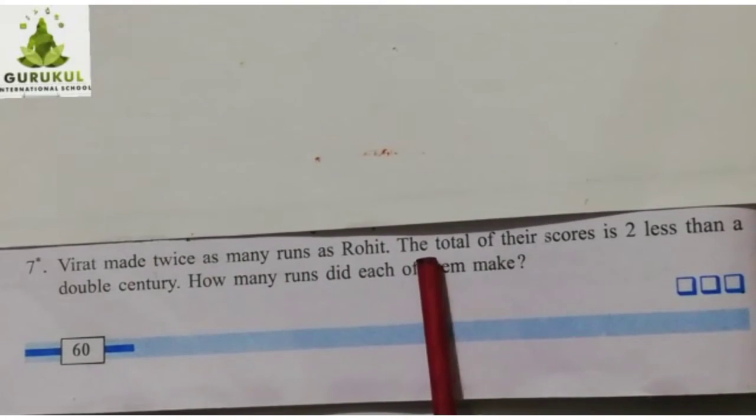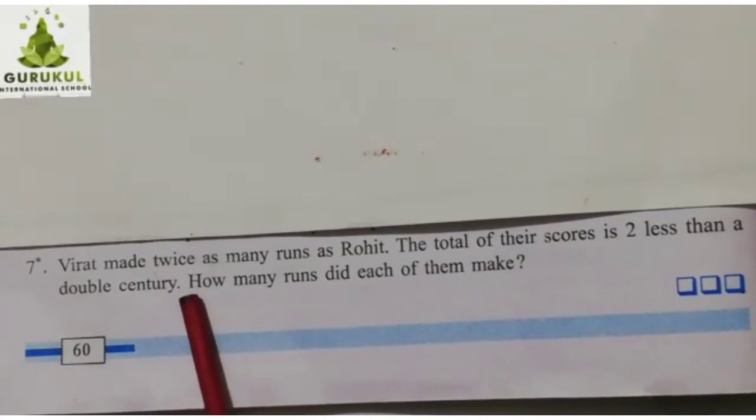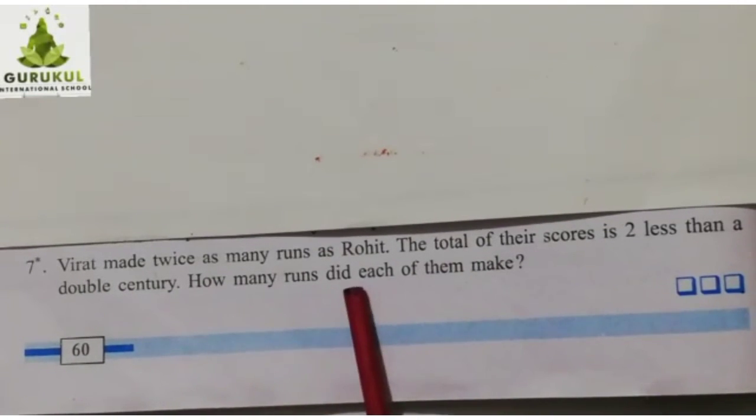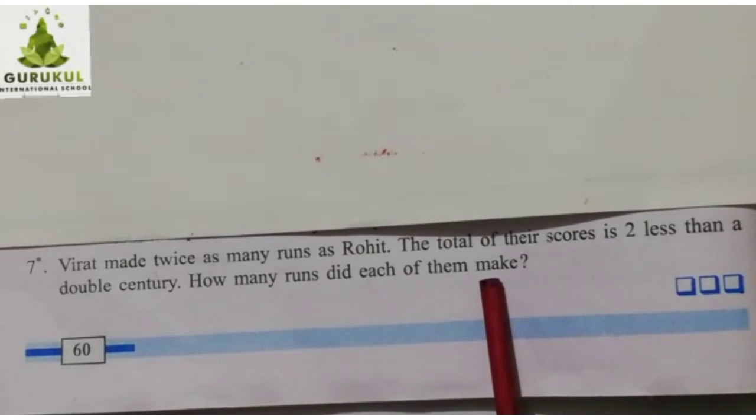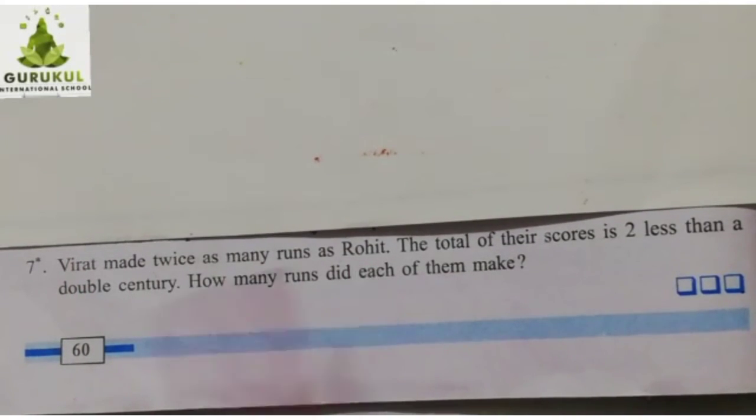Now it is given the total of the score is 2 less than a double century. Now how many runs did each of them make? You have to find out how many runs Virat made and how many runs Rohit made. Now I will explain you on the board. That is the rough part. That is for your understanding. The answer, how to write it, I will give you on a sheet of paper. Now I will explain you on the whiteboard.